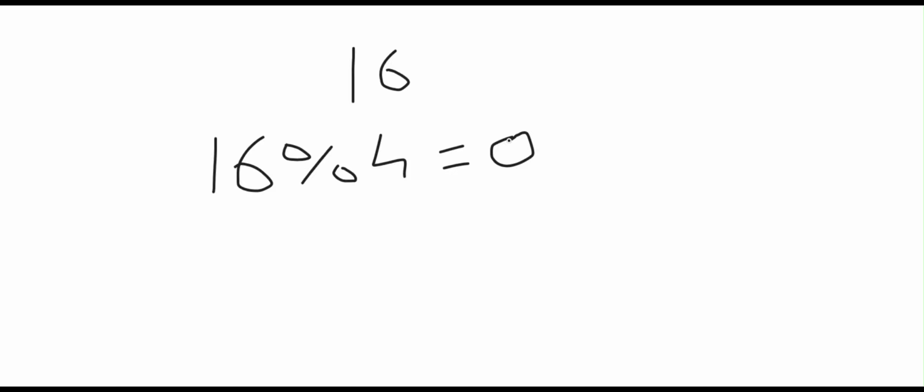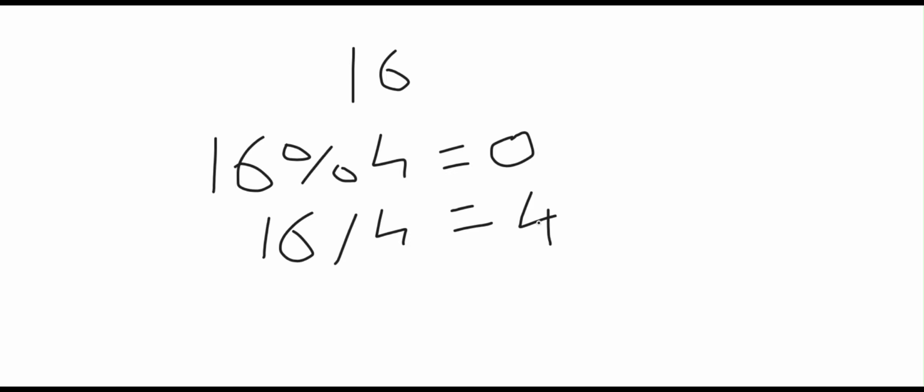So 16 is a number. If we mod this number by 4, it will return 0. Okay, so we are currently on the right path. Since we know that if it is modded by 4, it results in 0, now we will divide the same number by 4. So 16 divided by 4 will return 4.